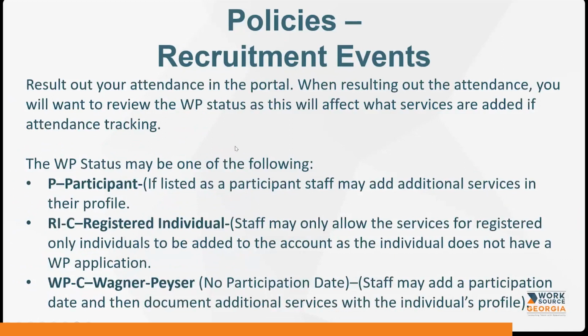As far as resulting out your attendance, again, pay attention to the WP status. P is that participant, meaning you could add any additional services you wanted to the profile because they have the participation date and a Wagner-Peyser application. The registered individual is only going to allow self-service. And then that Wagner-Peyser C, they have a completed Wagner-Peyser application, but they don't have a participation date. So all you're going to need to do is go in and add the participation date, and then you'll be able to add services.